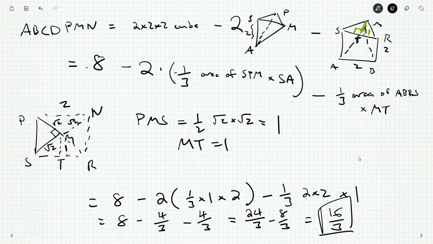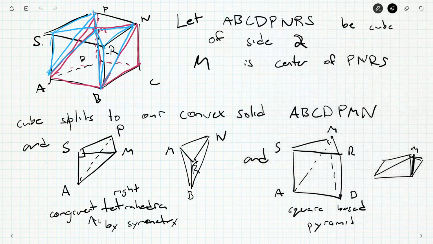That's not that bad. I was expecting a square root 2 somewhere in there. But yeah, 16/3 is the area, or sorry, the volume of our weird little convex solid. And we could put a little therefore statement if we wanted to. But I think it's good. So let's go over the main beats of our proof.